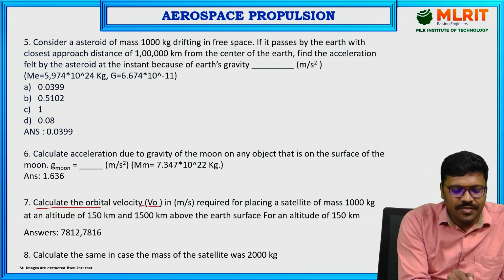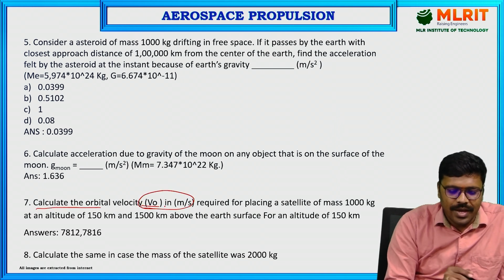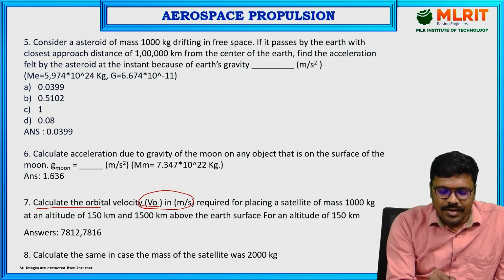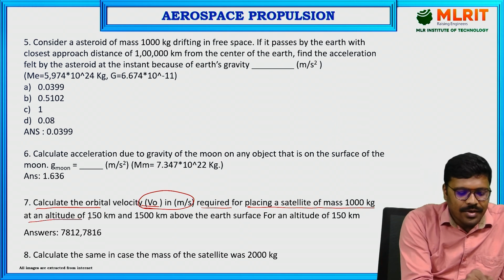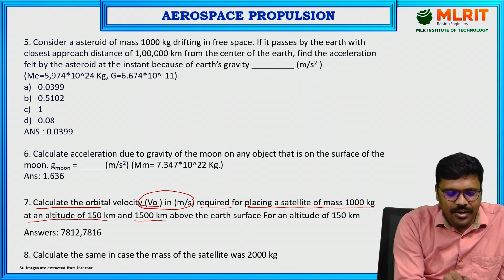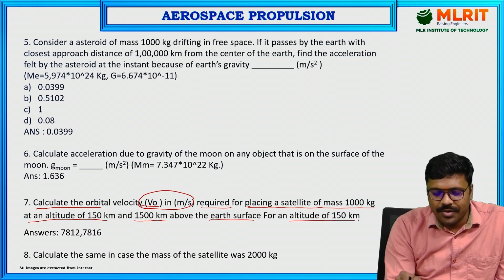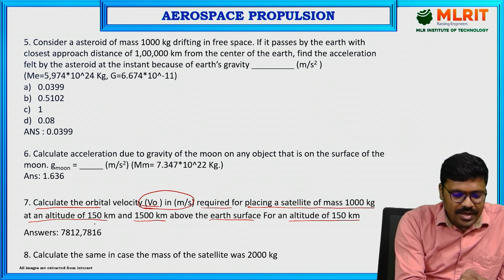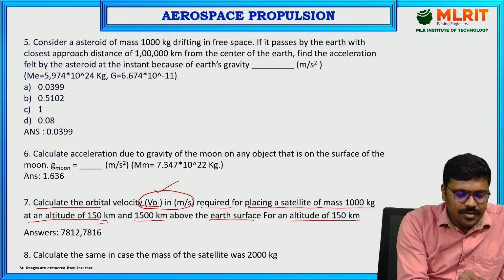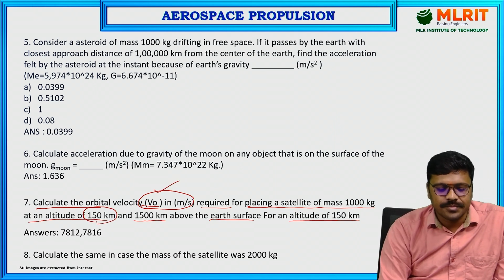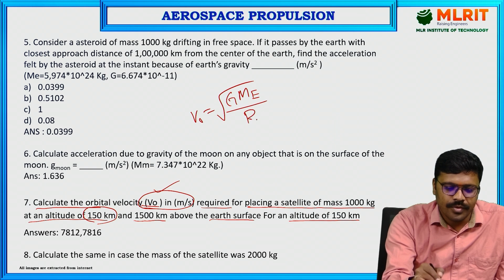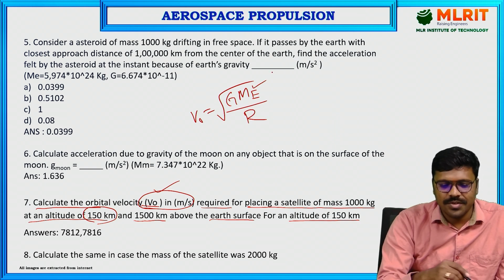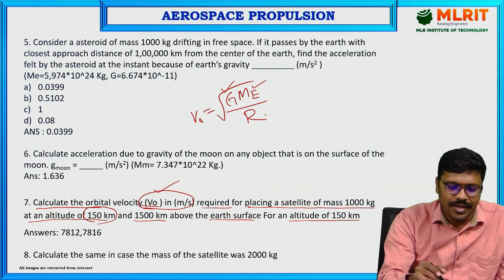Okay, next problem. Calculate the orbital velocity v0 in meters per second required for placing a satellite of mass 1000 kg at an altitude of 150 km and 1500 km above the Earth's surface. He is asking to calculate the orbital velocity to place it at 150 km altitude. What is the formula for orbital velocity? V0 is equal to under root capital G Me by r. Substitute the mass of the Earth, capital G, and r.